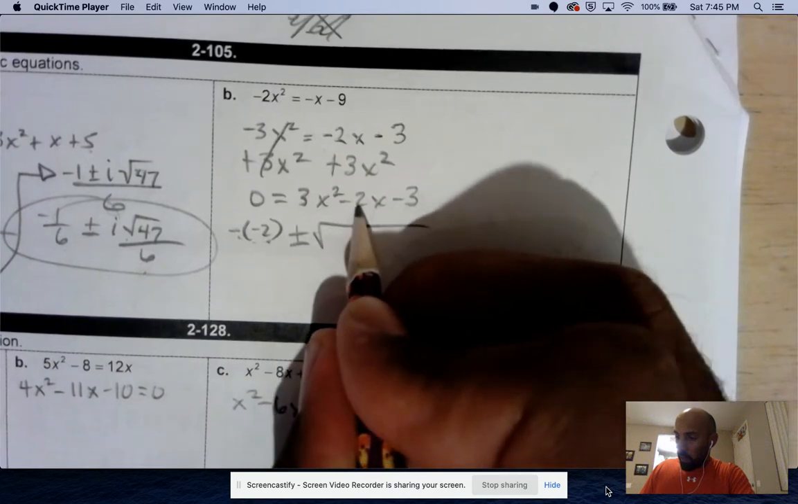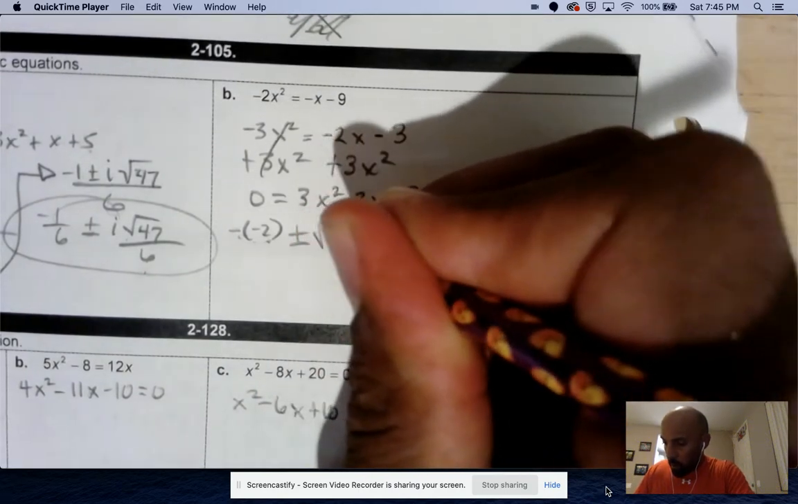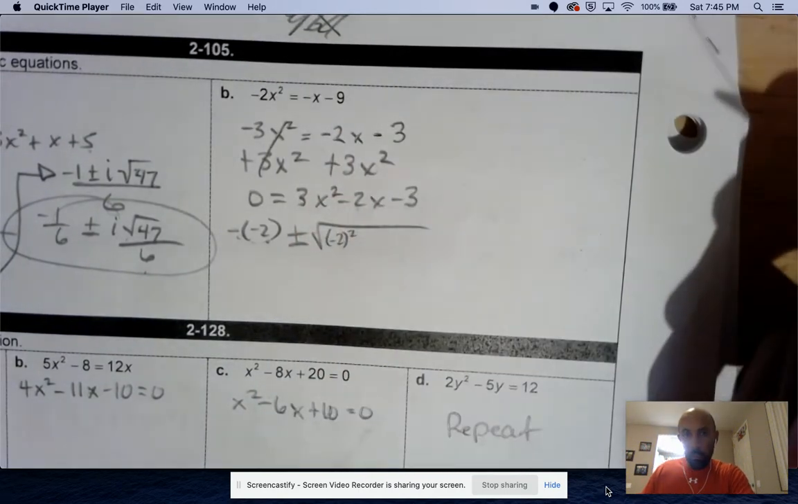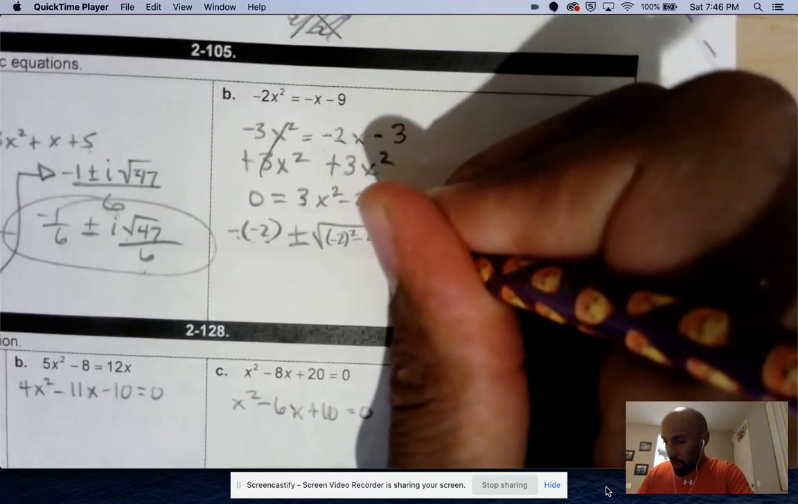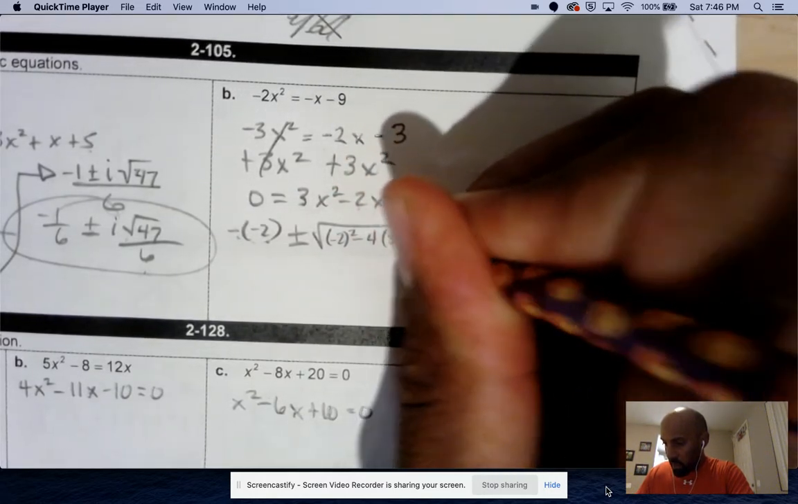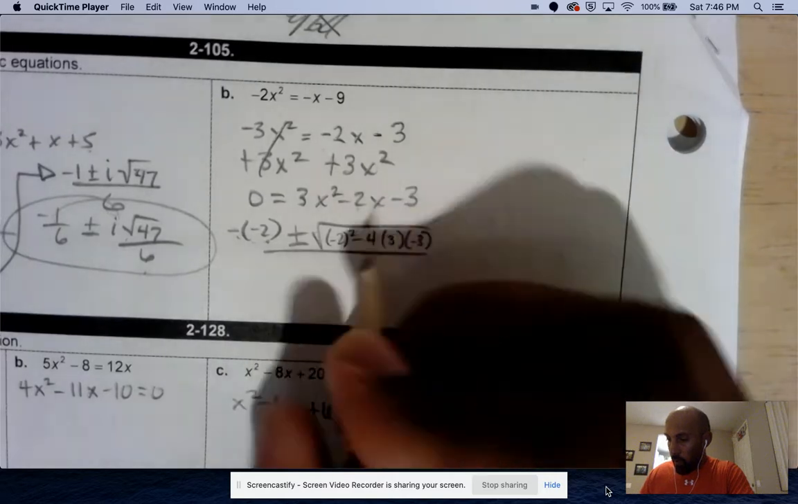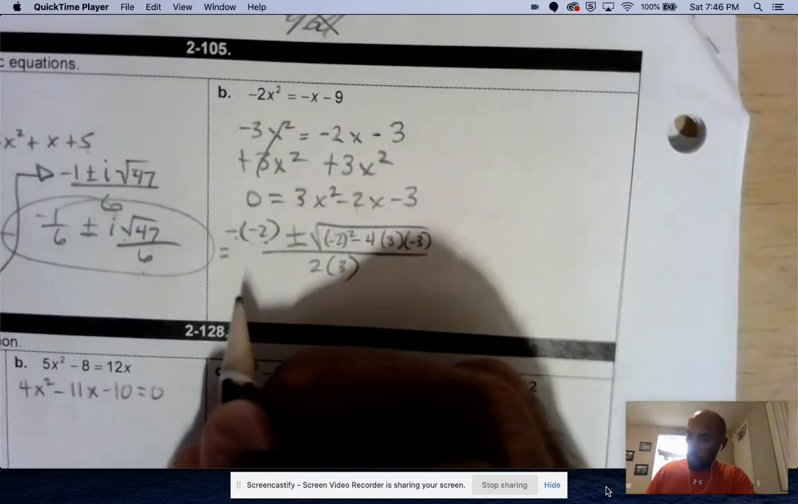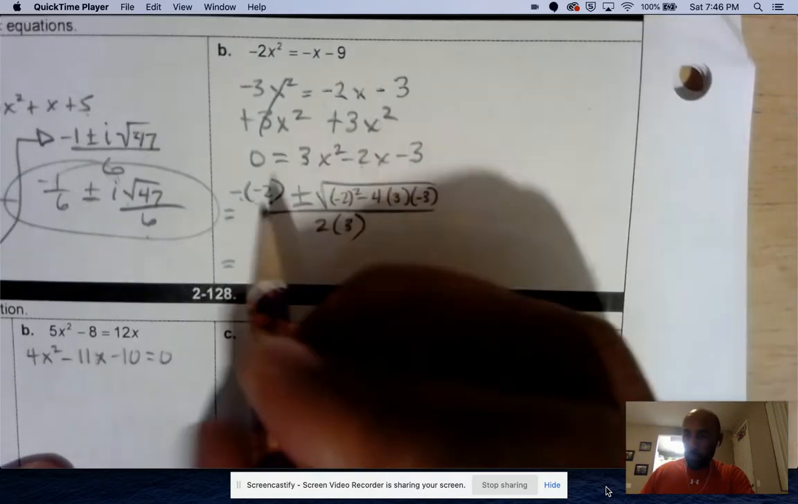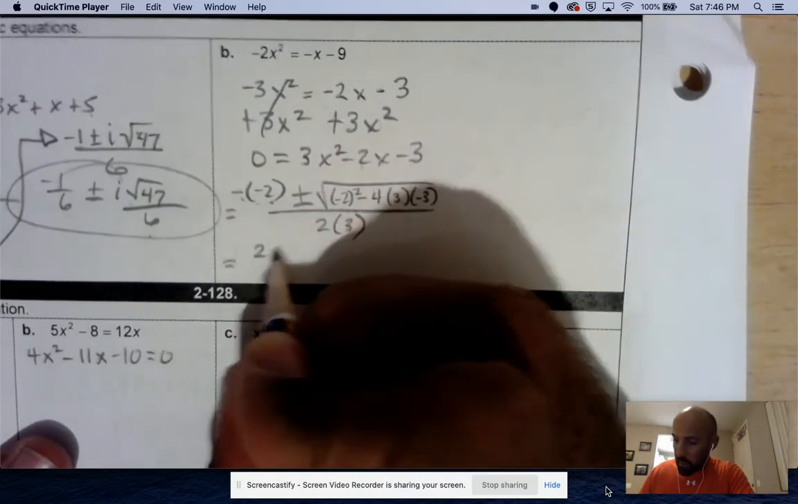And let's see, so we got -2 squared. Because it's negative, I'm going to put it in parentheses. Minus 4 times our a times our c, all of that over 2 times our a. All right, let's start simplifying. Okay, so negative, that's positive.